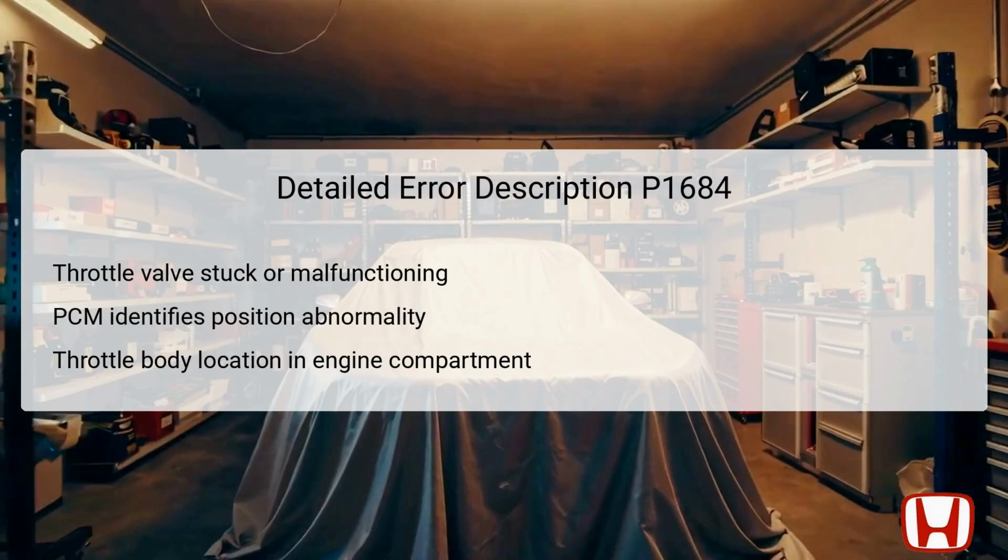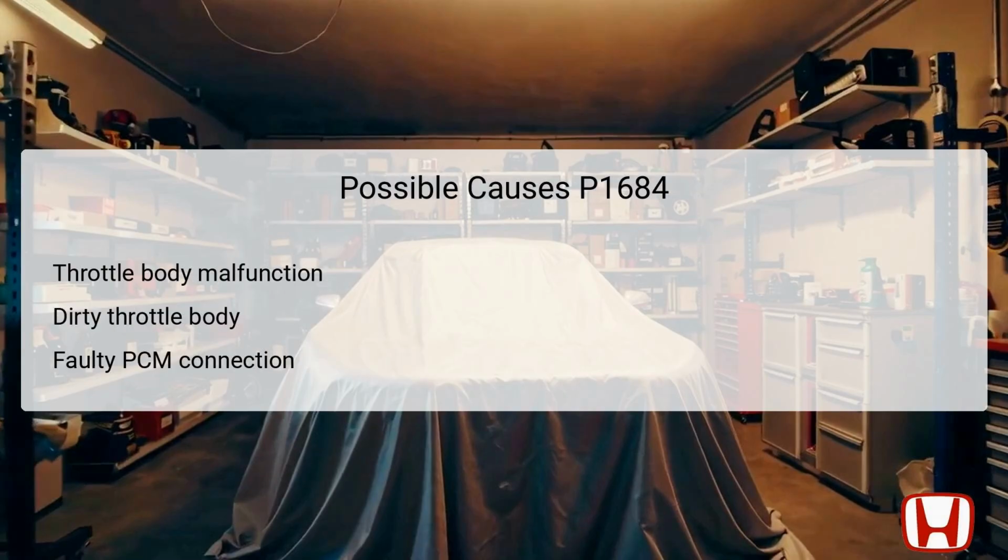When the PCM detects that the throttle valve does not return to its expected position, it interprets this as an abnormality, thereby triggering the DTC. If this is not addressed promptly, it can result in unstable engine conditions, including stalling or unintended acceleration, creating a potential safety hazard. Several factors can lead to the P1684 code being generated.